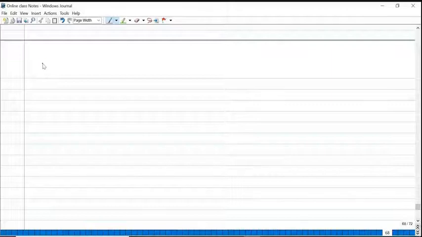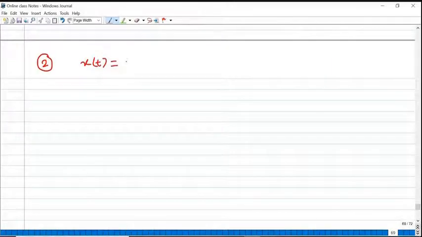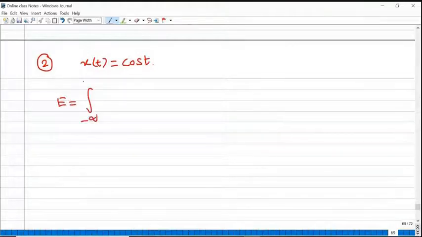Problem number 2. x of t equal to cos t. Find the energy of the signal. Integral from minus infinity to infinity of x of t squared dt, so cos squared t dt.